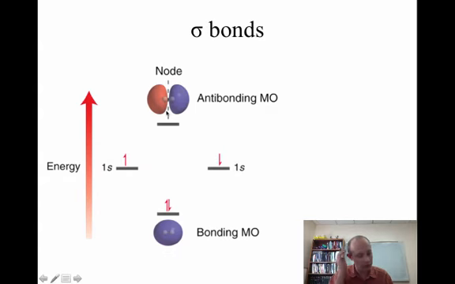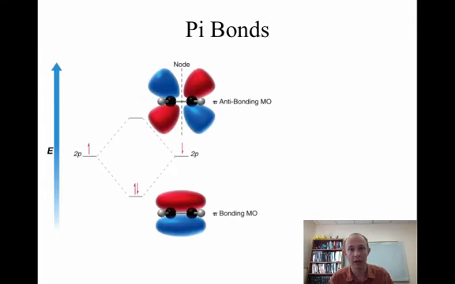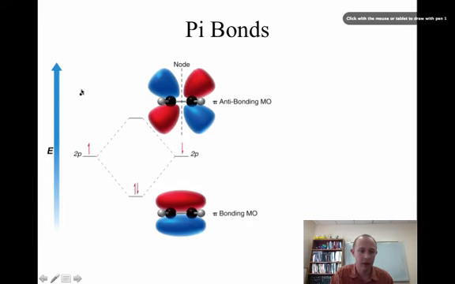So remember also, when we have a pi bond, we have two p orbitals. Each one of those has one electron, so they form a pi bond and an anti-bonding pi bond. But only the pi bond gets the two electrons. So again, here we have a p orbital, right, with one electron in it, and another p orbital with one electron in it.